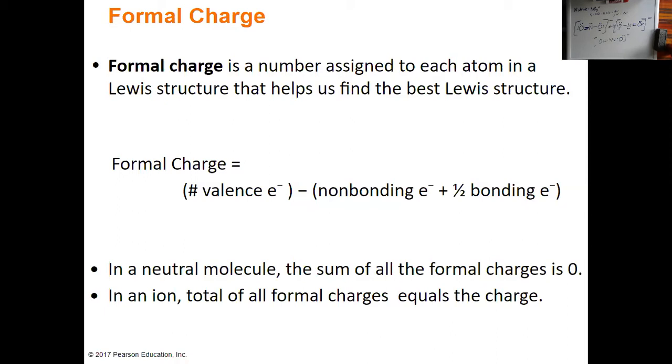Okay, in a Lewis structure, we calculate an atom's formal charge, and that indicates the charge it would have if all of the bonding electrons were shared equally between the bonded atoms. When we're looking at formal charges in a neutral molecule, the sum of all the formal charges should be 0. In an ion, the total of all the formal charges would equal the charge on that ion. Okay? And this is our formula for formal charge. And I would recommend writing this down because I don't think that it's written very clearly in your textbook. So just note it down somewhere.